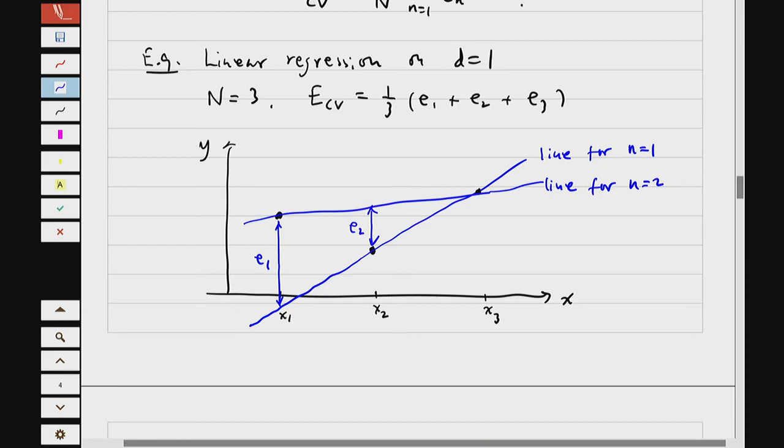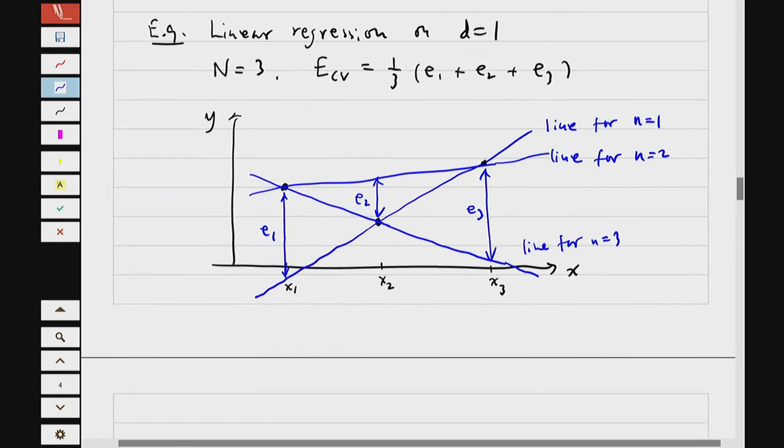And the third one, it's pretty easy now, right? Take out the third one, and then you draw a line connecting the remaining 2 points, like that. And then E3 is here. This is the line for n equal to 3, and this is E3. You take the average of these three, that would be your cross-validation error.